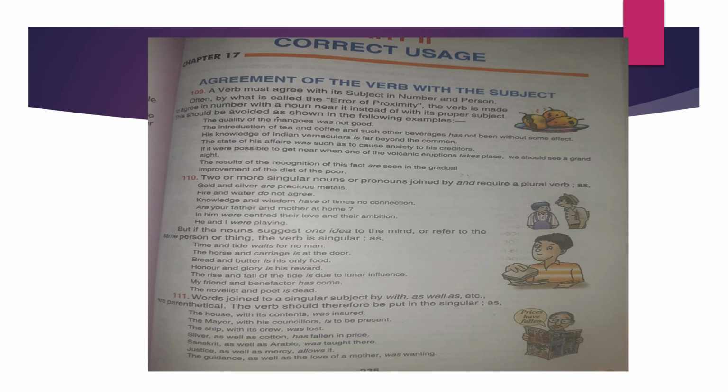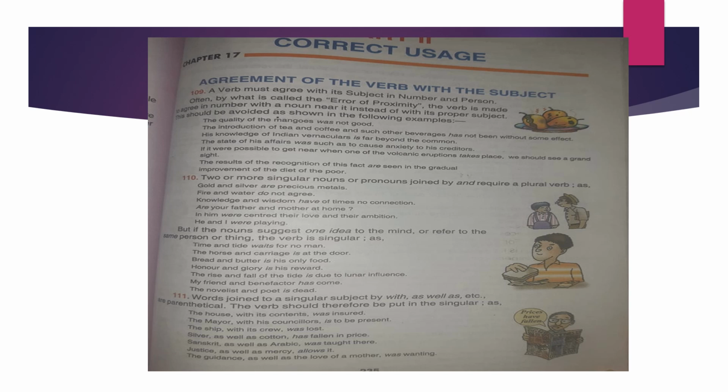The house with its contents was insured. You are not using were. Why? Because with is used between these two nouns, and it is referring to the house. And the mayor with his councillors is to be present. We are not using the plural verb; we are supposed to use the singular verb here as well. The ship with its crew was lost, not were lost, because again we are using with and as well as, so the verb should be in singular form.